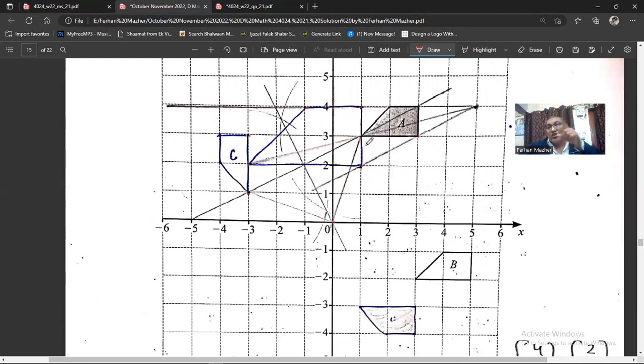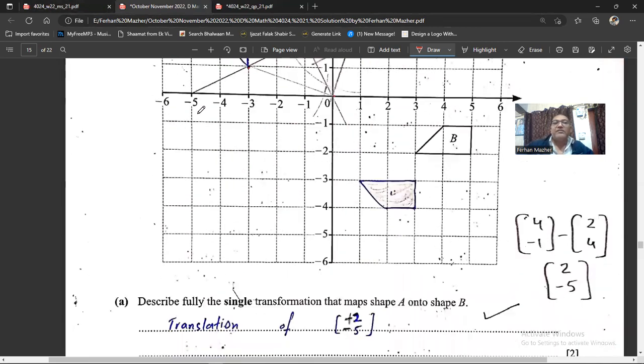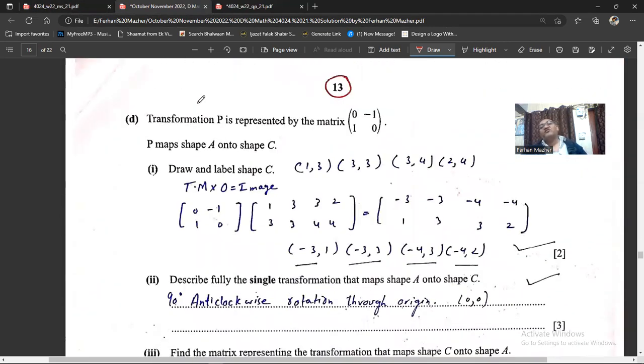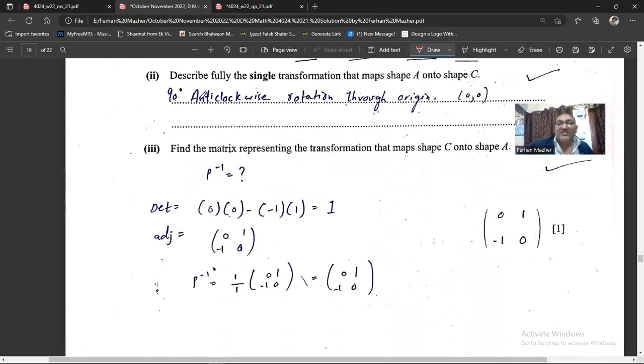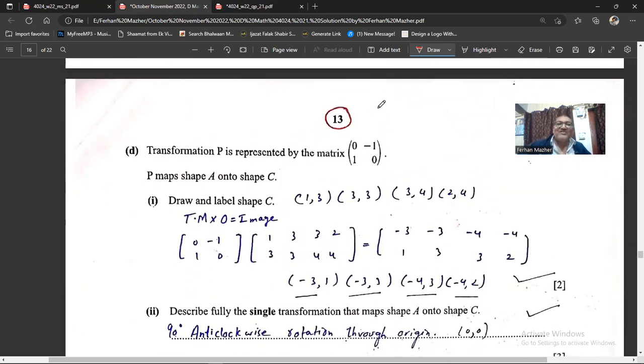We know the matrix which maps the triangle A onto C. They are asking us to find the matrix which will transform C back to A. That will simply be the inverse of the matrix which mapped A onto C, and that matrix is this one. So now we are looking for the matrix which will map C onto A, and that will be the inverse of this matrix.